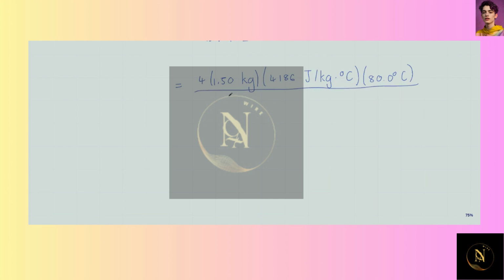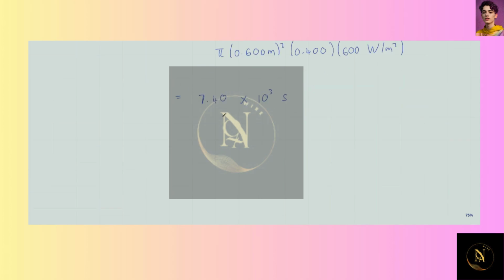All of this divided by pi times the square of the diameter, which is 0.6 meters, squared, times the efficiency of 40%, or 0.4, times the intensity of 600 watts per square meter. Calculating this gives us a time to boil the water to be 7.4 times 10 to the power 3 seconds. And this is 2.06 hours.